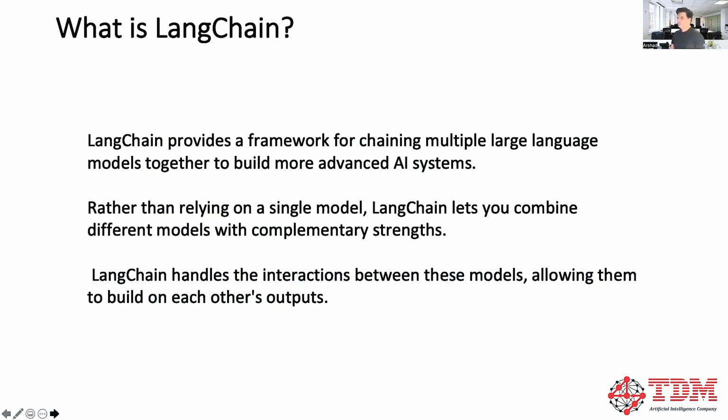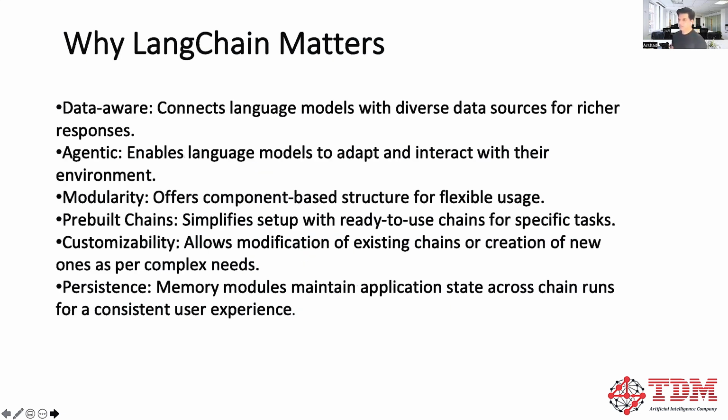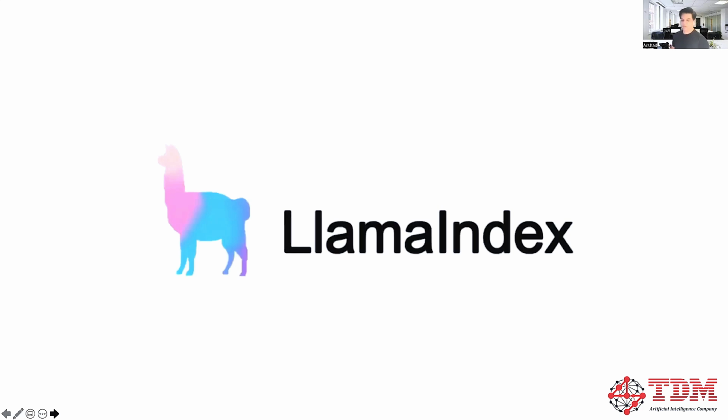So LangChain provides a framework for chaining multiple large language models together and bringing them into a single model, combining their different complementary strengths to get some output. Some examples are conversational AI, documentation, and code generation. The second framework we use is LlamaIndex. I will show you the difference between LangChain and LlamaIndex.